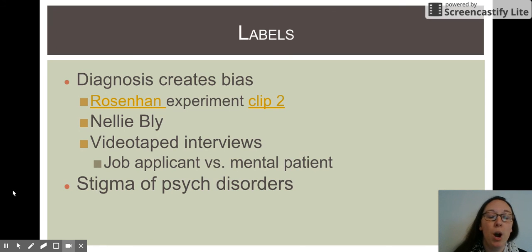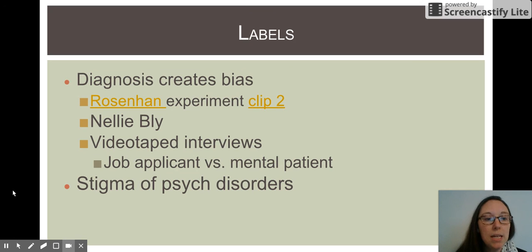It's part of the Rosenhan experiment, sometimes called the Thud experiment, where a group of people actually got themselves admitted to mental institutions by pretending that they could hear a voice and it was saying the word thud. These individuals were otherwise completely sane and normal. They just pretended they had this one symptom.